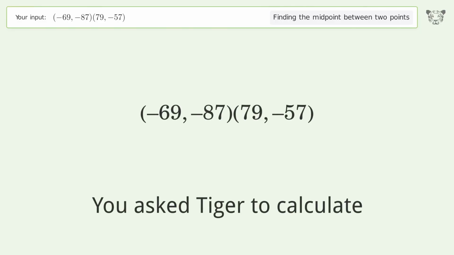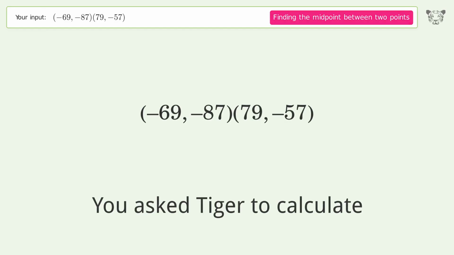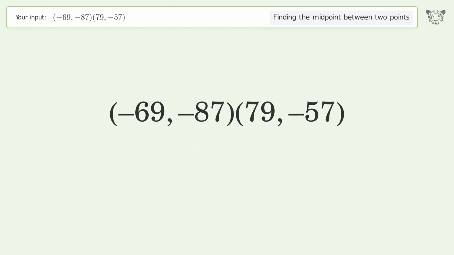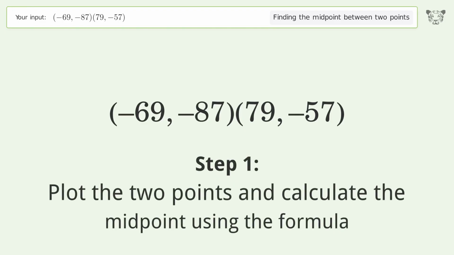You ask Tiger to calculate. This deals with finding the midpoint between 2 points. The midpoint between the 2 points is 5, -72. Let's solve it step by step. Plot the 2 points and calculate the midpoint using the formula.